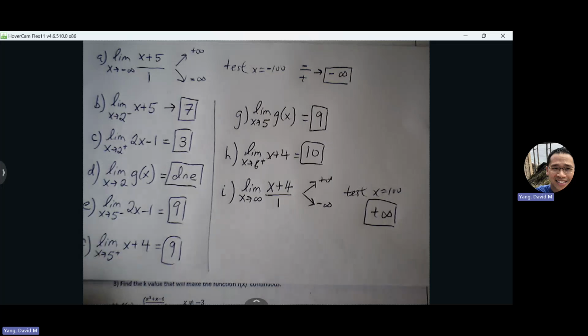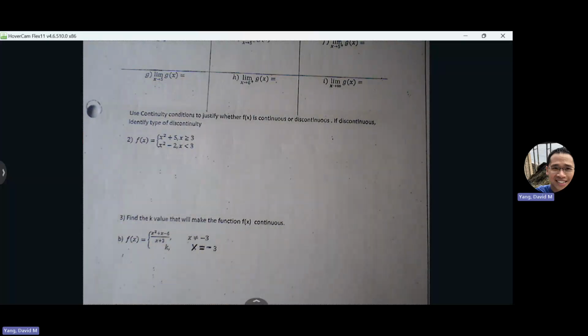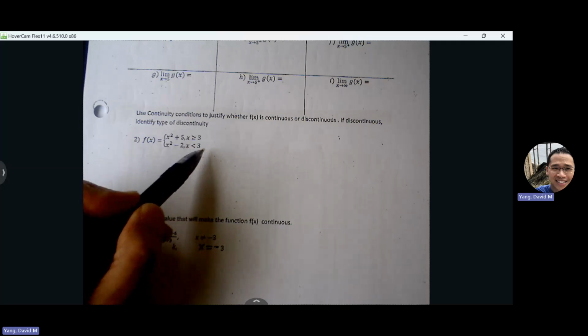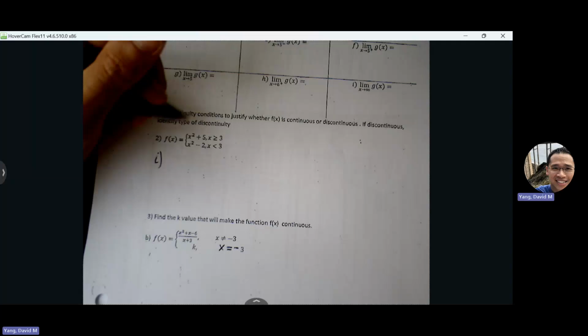All right, questions so far? All right, number 2. Use continuity conditions to determine if the function is continuous or not continuous. If not continuous, identify the type of discontinuity. So we're going to go through our conditions. Find your point, evaluate your limit, and see how far you can go. If you see greater than or less than, you know you have to involve one side of the limit, right? Okay, so go ahead and step through your conditions, and then I'll work alongside you guys.